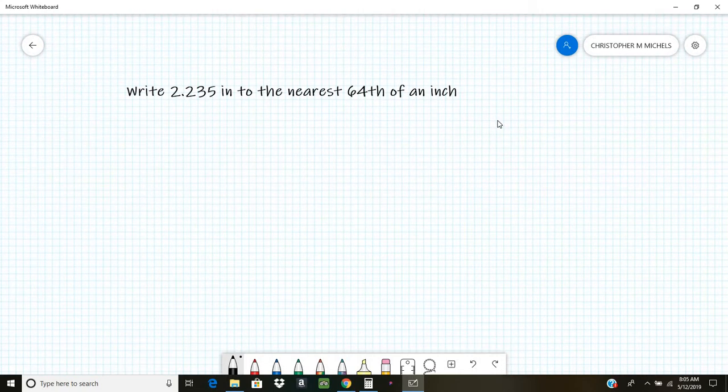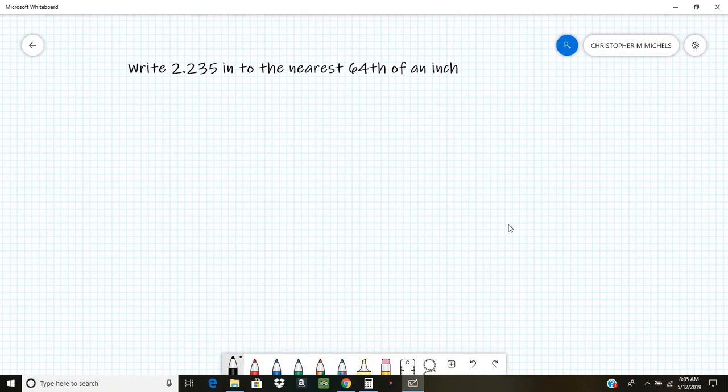Now, this one can be kind of confusing. I know a lot of people have had trouble with problems like this. So they said, write 2.235 inches to the nearest 64th of an inch. So even though we're changing to 64ths, there's no difference between this and the other two problems we just did. The only thing you have to account for with this one is that now we have that whole number there. So what I always tell people to do on these ones is, you already know part of the answer. I know my answer is going to be 2 and however many 64ths this decimal ends up being. So just kind of cut to the chase there.